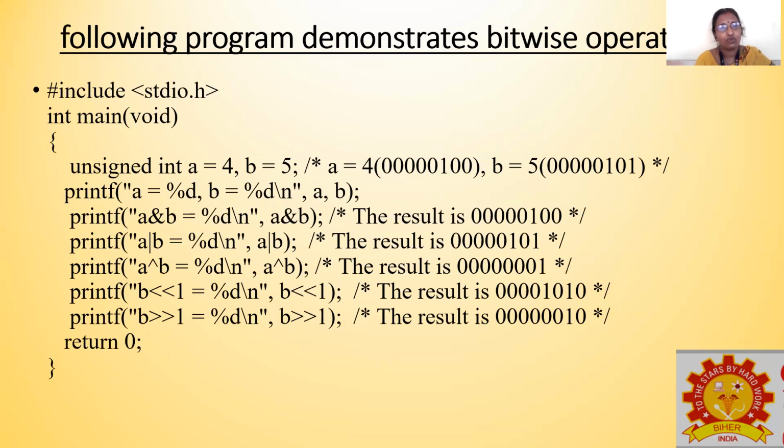Then A bitwise OR B, with A equal to 4: do the bitwise OR on the respective bits at the respective positions. Similarly, you find A XOR B. A is given, B is given in binary representation. You apply the XOR table to the respective bits at the corresponding positions and you get the result. And the value of B shifted 1 bit to the left and 1 bit to the right is given. You can check the answer.